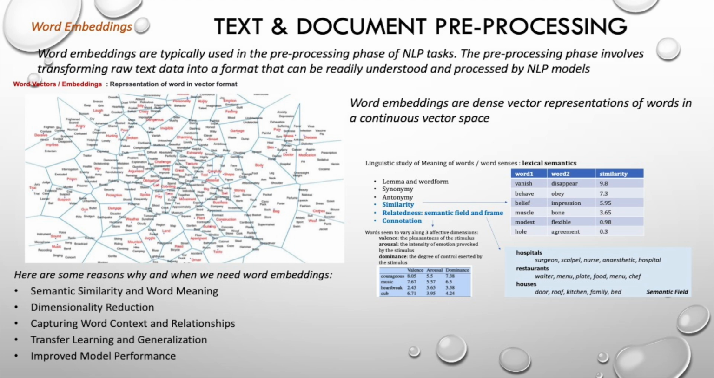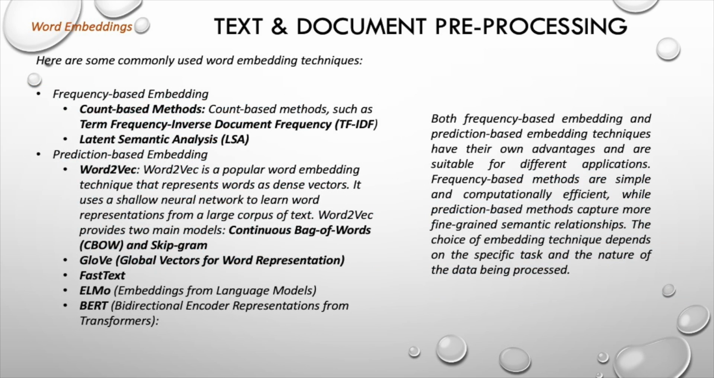Improved model performance. Using word embeddings in NLP models often leads to improved performance compared to traditional methods that rely on sparse representations. Models that incorporate word embeddings as input features can learn more expressive and nuanced representations of text, capturing intricate relationships between words. This can lead to better accuracy and robustness.